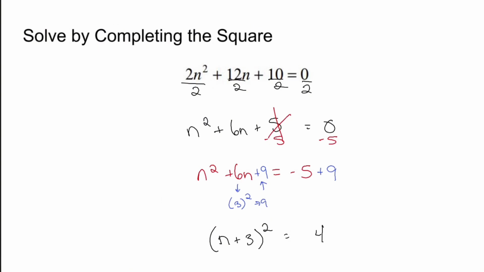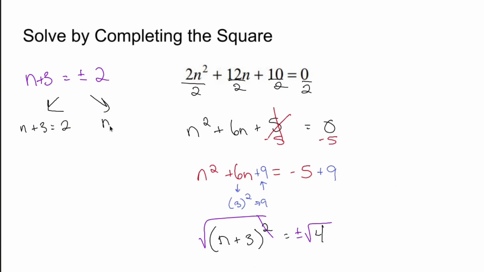Now that we have something squared equals 4, we can square root both sides. And when you square root both sides, don't forget the positive or negative, so that cancels out. And let's move it up here. Now you're left with n plus 3 equals positive or negative the square root of 4, which is 2. We could take that and split that into two different problems. N plus 3 equals positive 2, and n plus 3 equals negative 2.